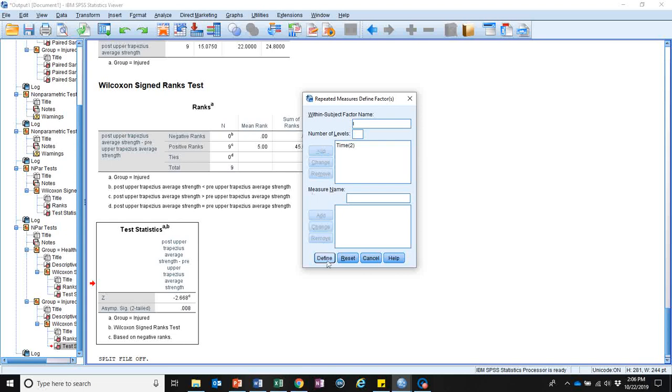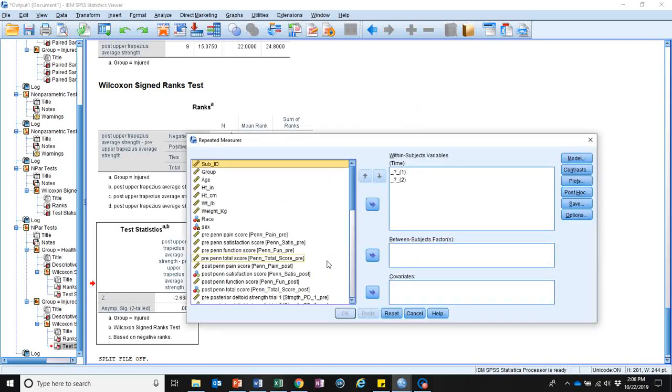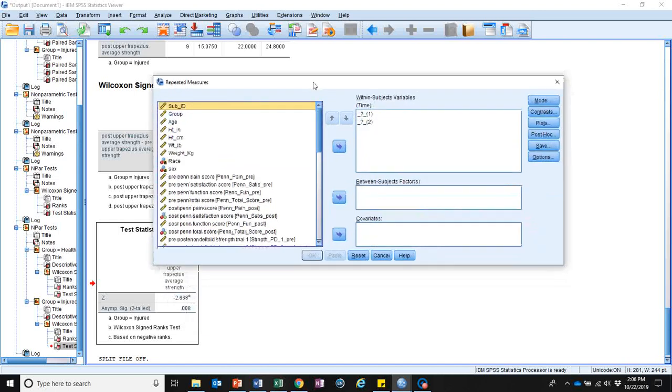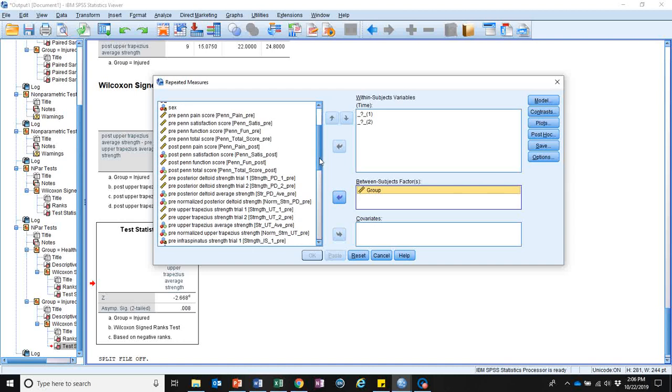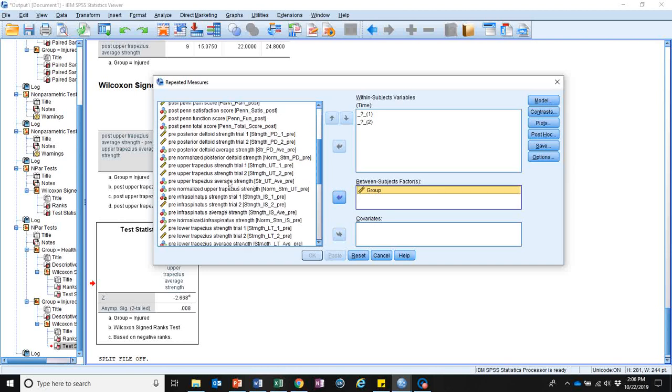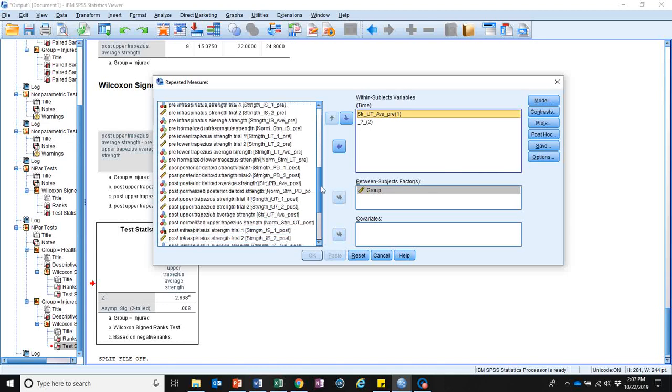So now we're going to define those 2 time points. The second factor, the between factor, is going to show up in this measurement menu, and here you can see the between subject. So in this case, we're going to use group. So that's our healthy and injured, my 3s and 2s. And then I'm going to have the 2 time points. Again, I'm going to use the same data points that I've been using for everything else. So here's my upper trap average strength baseline or pre, and compare that to my post. Here's my upper trapezius average post.